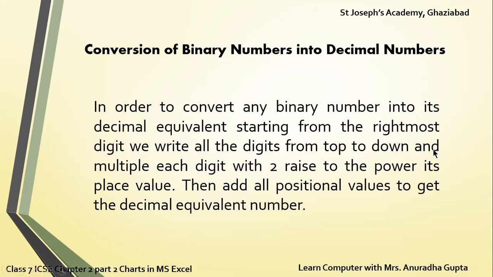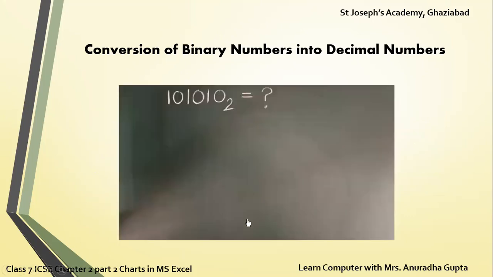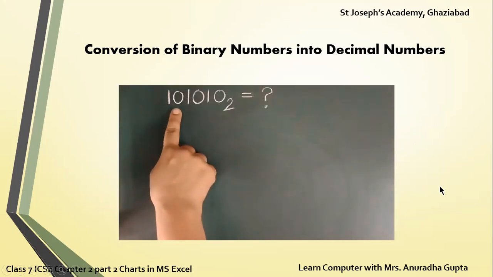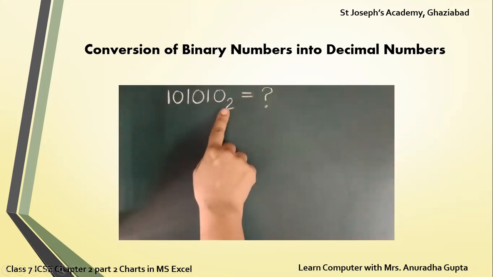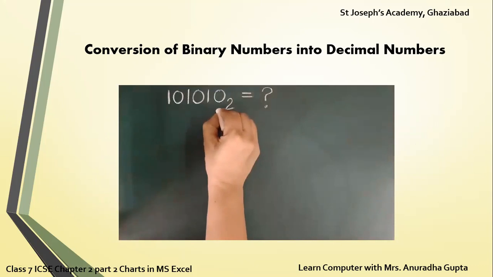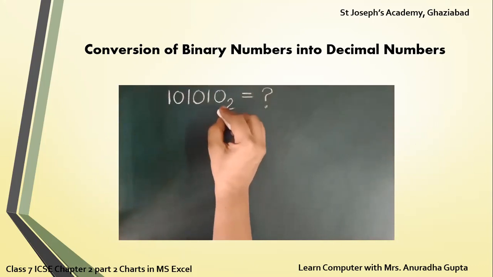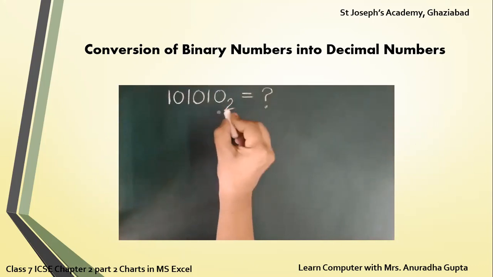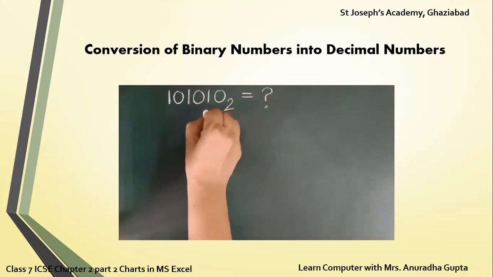Let's learn with an example. In this example, we are going to convert 101010 into its decimal number system. So how do we convert binary to decimal? We write all the digits from right to left side.